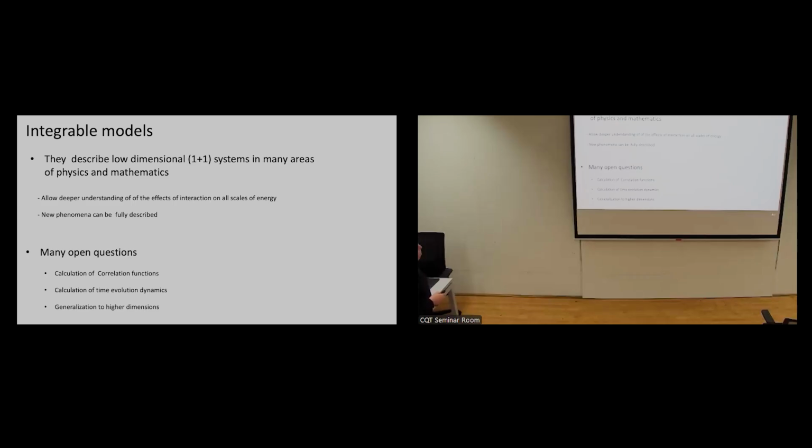But there are many open questions. The methods that I told you about allow you to describe the spectrum. Once you have the spectrum, we can calculate the thermodynamics and so on and so forth. But we still don't know how to calculate correlation functions of this model. Major open problem: how to calculate how the system evolves in time.